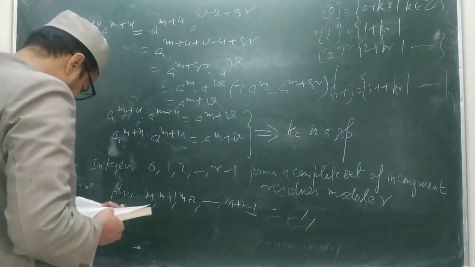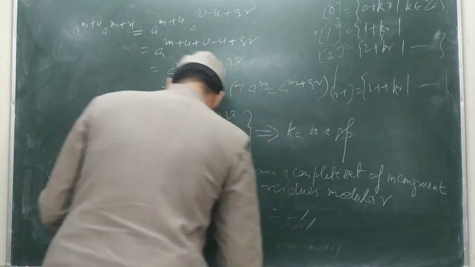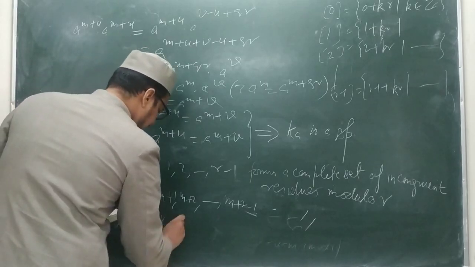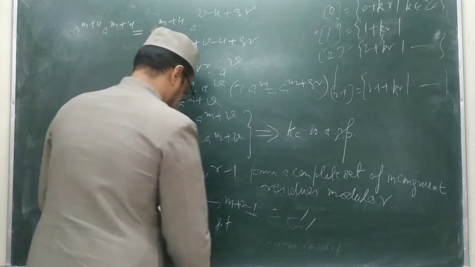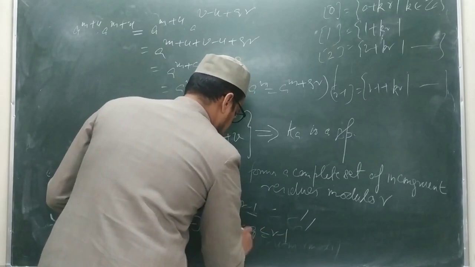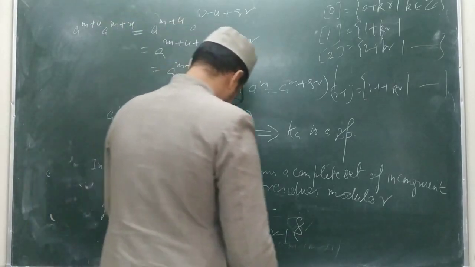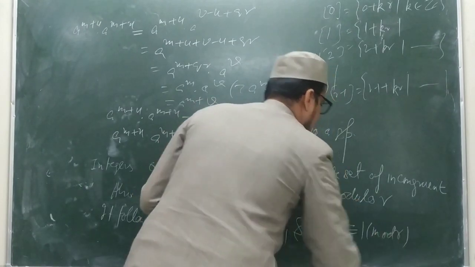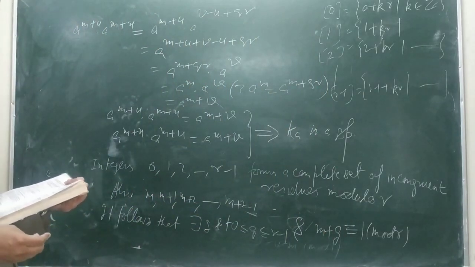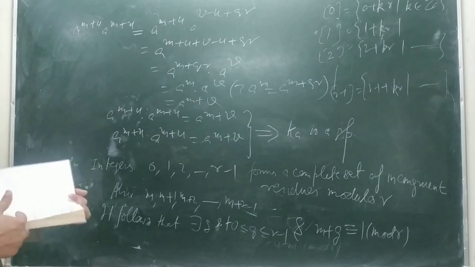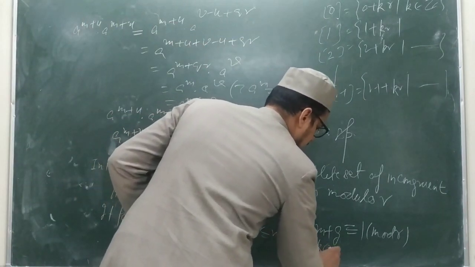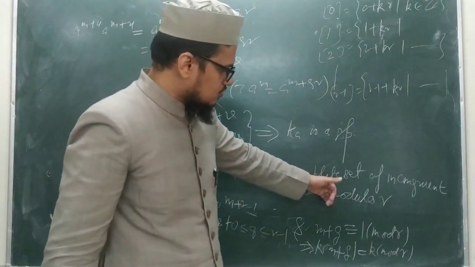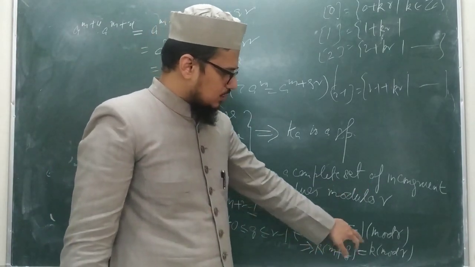So let's see how. It follows that there exists g such that g lies between 0 and r minus 1 and m plus g is congruent to 1 modulo r. Which implies that k times (m plus g) is congruent to k modulo r.